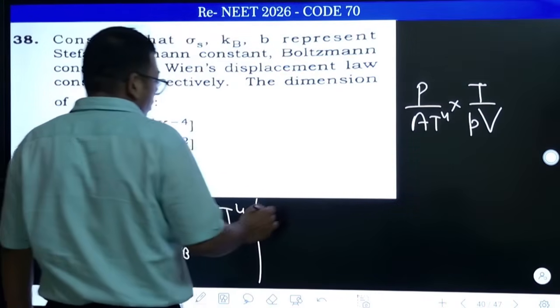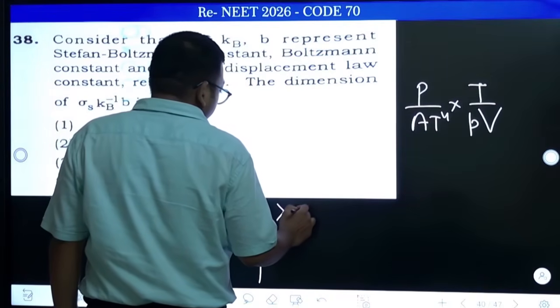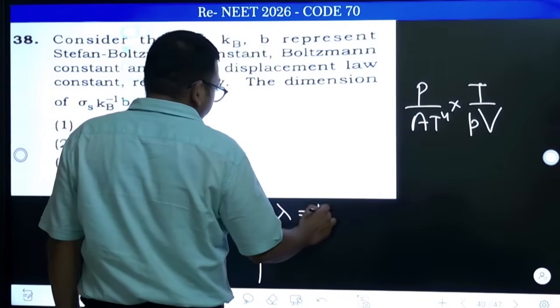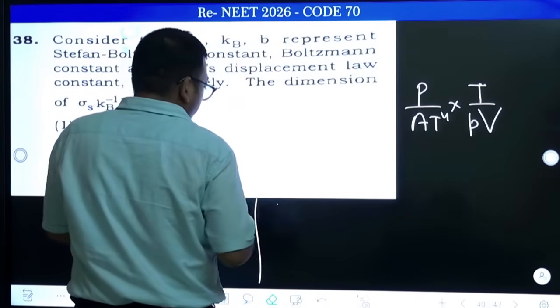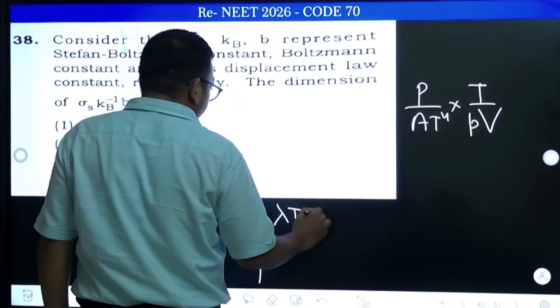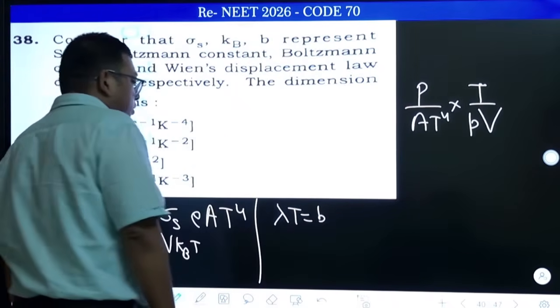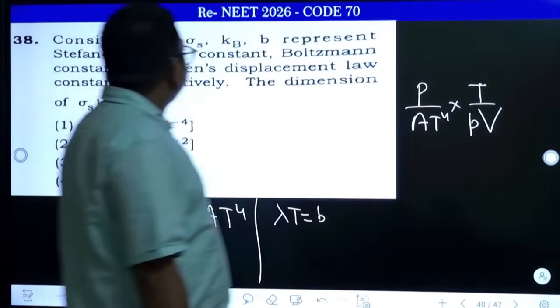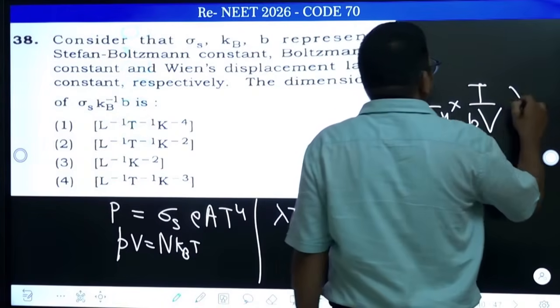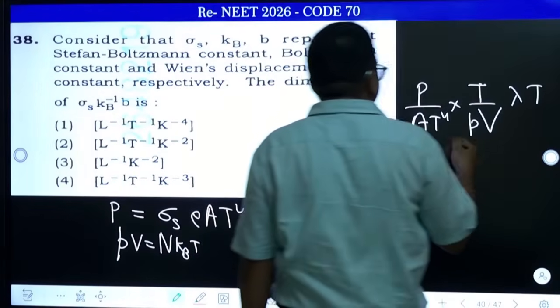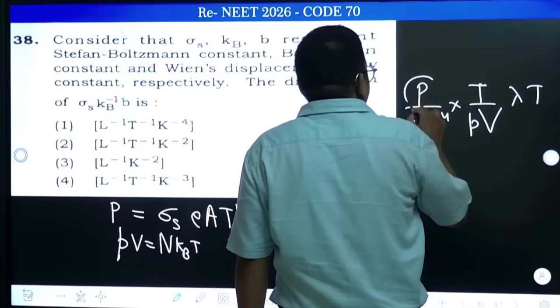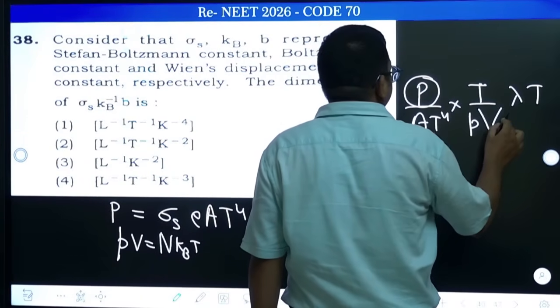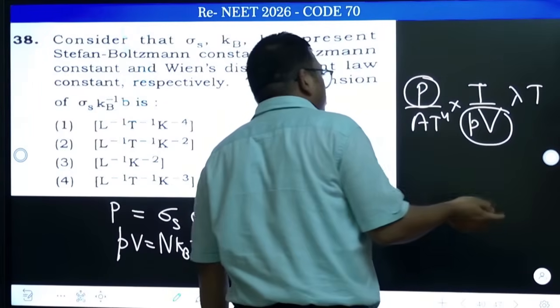Wien's displacement law. Lambda is equal to d by t, I think. No, lambda into t is constant. The product of wavelength and temperature is constant. So this is lambda into t, right? Okay, so try to now calculate. This is power, and pressure into volume is work.